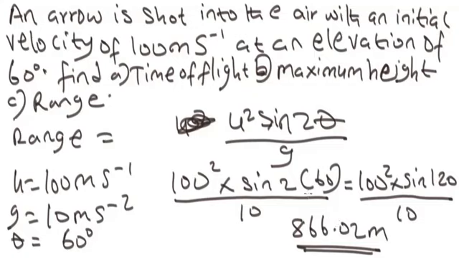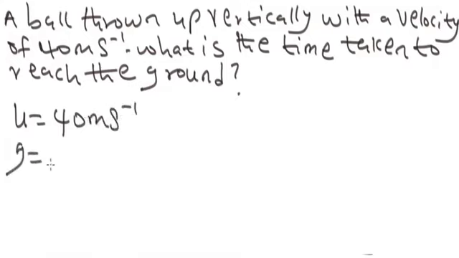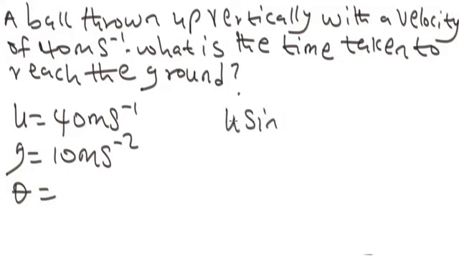Let's solve one more problem, and after you can call it a class. The question says a ball thrown up vertically with a velocity of 40 meters per second. What is the time taken to reach the ground? That's time of flight. In this question, our u, initial velocity, is 40 meters per second, and our g, acceleration due to gravity, which is constant, is 10 meters per second square. We now have our theta, and we're going to apply this formula, u sine theta over g. To get this theta, this is simple logic.